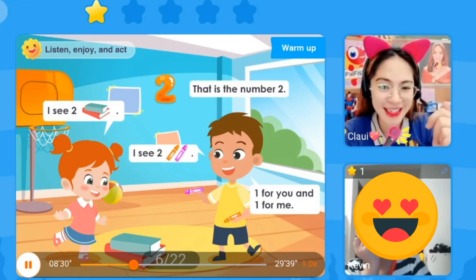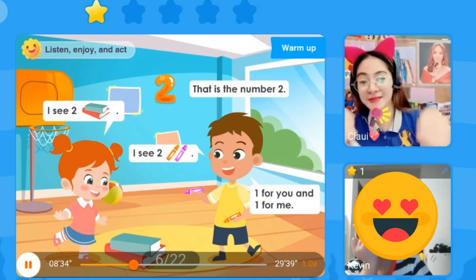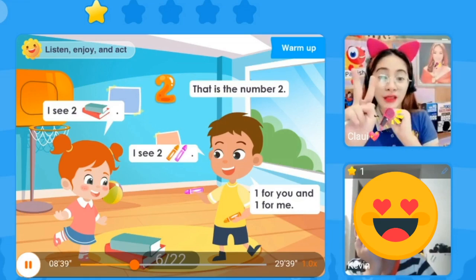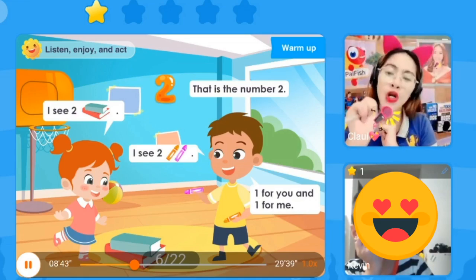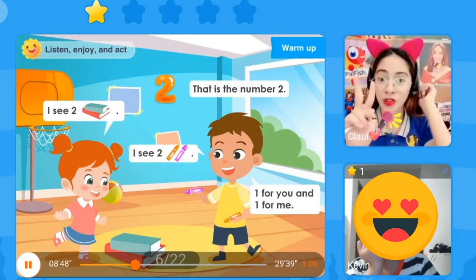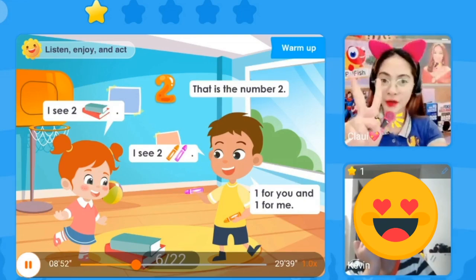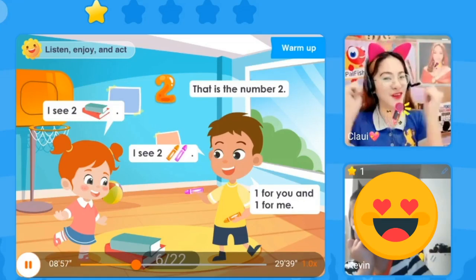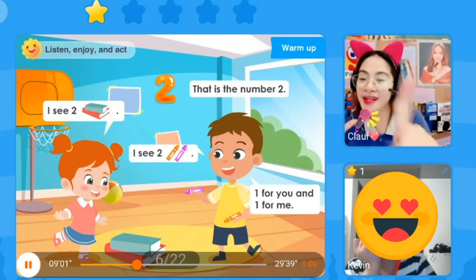Let's do some actions. Number song 2. Sing with me. 2, 2, 2. That is the number 2. That is the number 2. I see 2 books. 1, 2. I see 2 crayons. 1, 2. 1 for you and 1 for me. 1, 2.